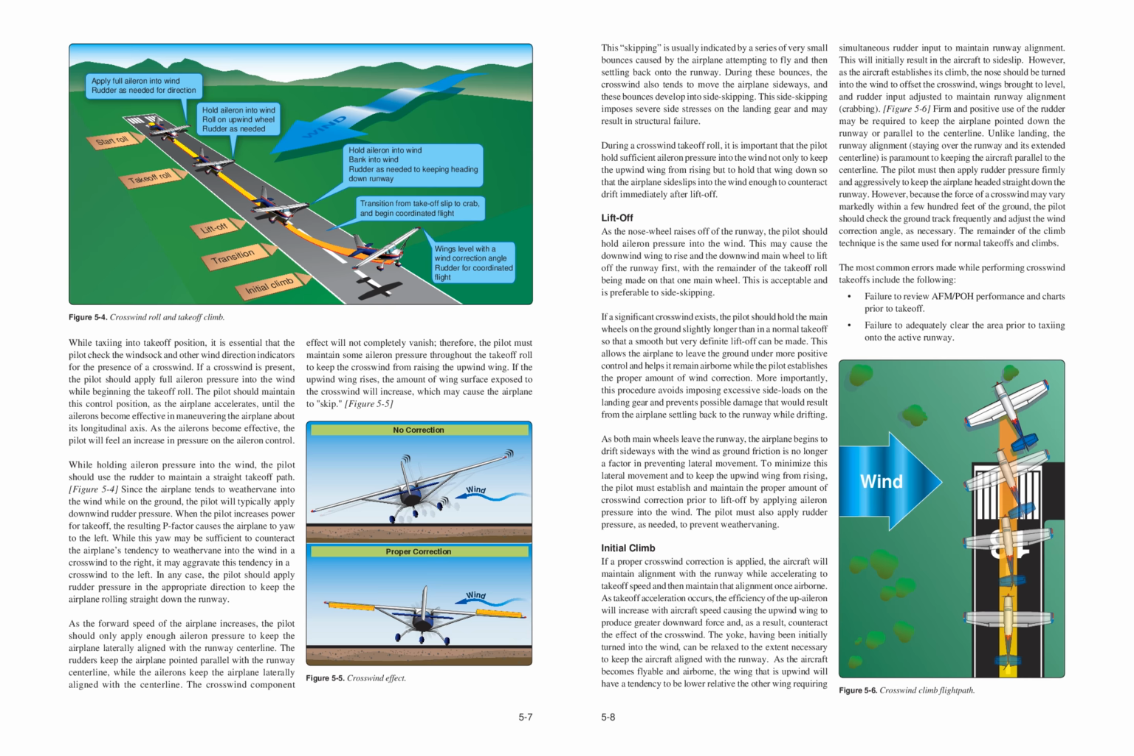During a crosswind takeoff roll, it is important that the pilot hold sufficient aileron pressure into the wind, not only to keep the upwind wing from rising but to hold that wing down so that the airplane side slips into the wind enough to counteract drift immediately after liftoff.